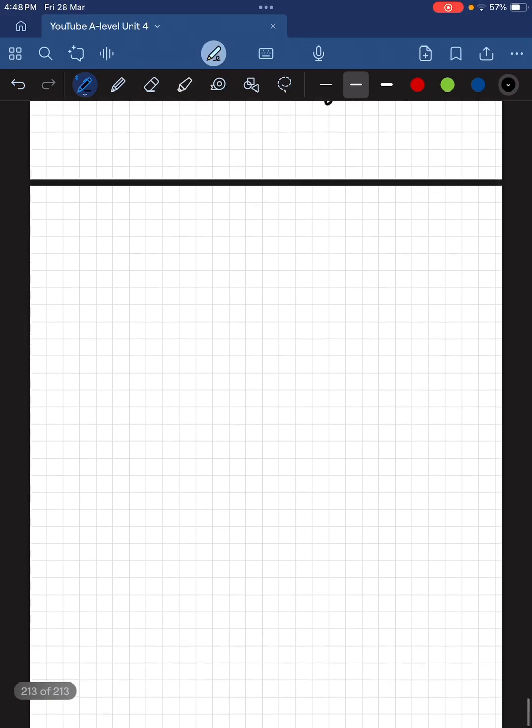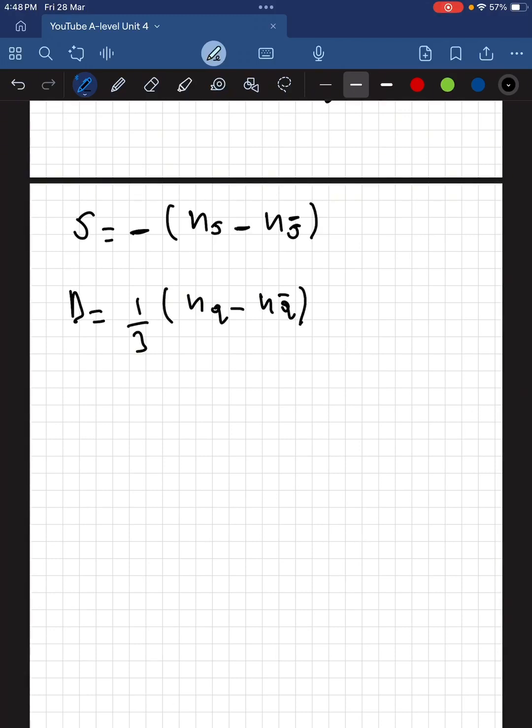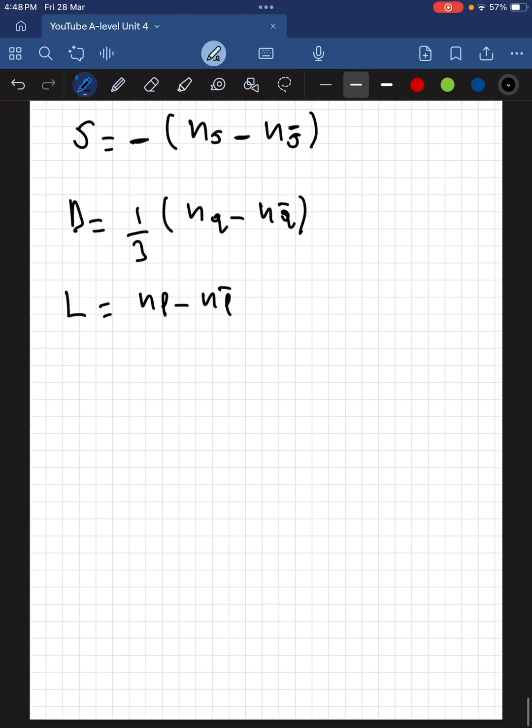So what are the rules? How do we find these numbers? Strangeness is defined as the negative of the number of strange quarks in a particle minus the number of anti-strange quarks, okay? The baryon number is 1/3 times the number of quarks minus the number of antiquarks, okay? And the lepton number is equal to the number of leptons minus the number of antileptons, okay? That's it. Simple. Now, let's talk about mesons.